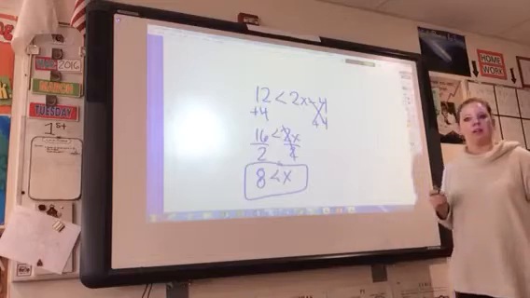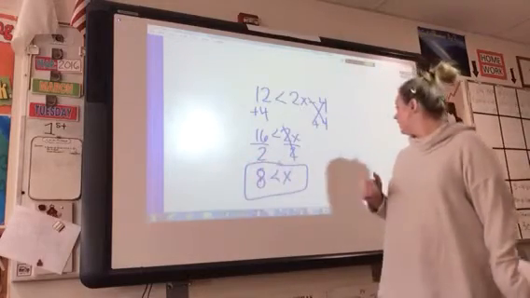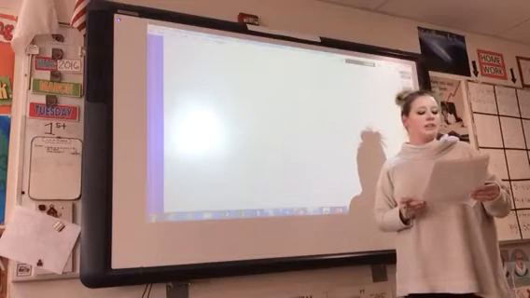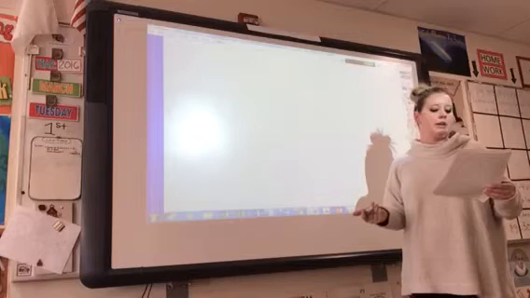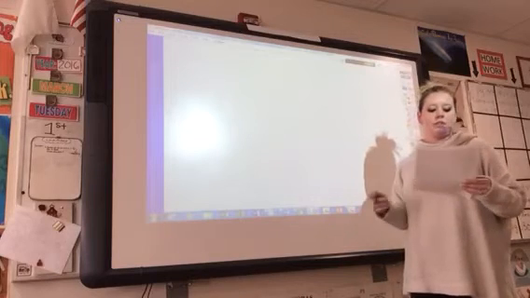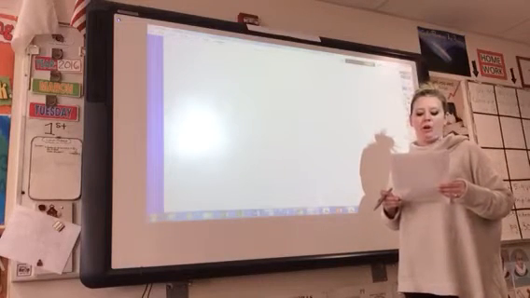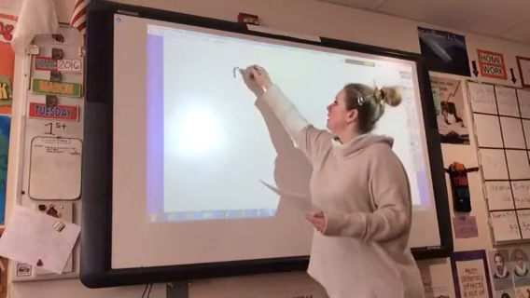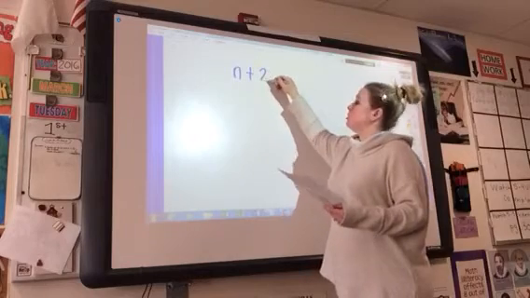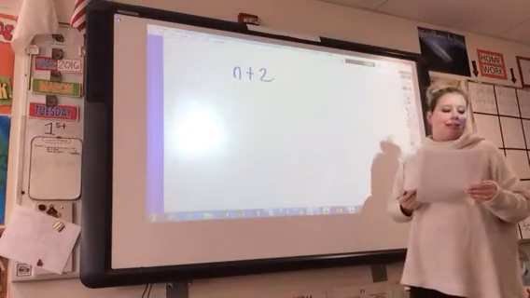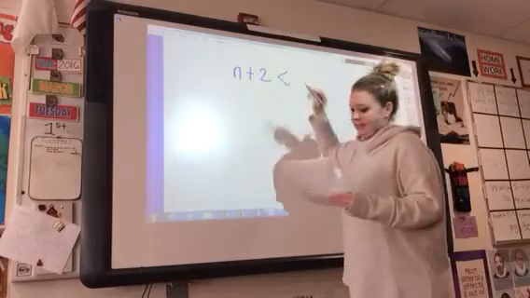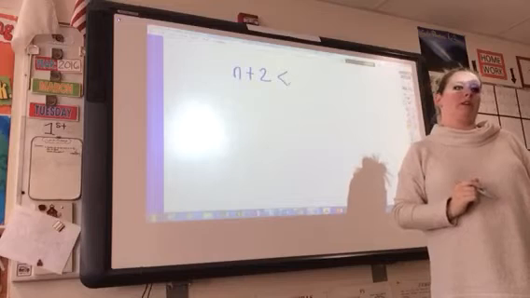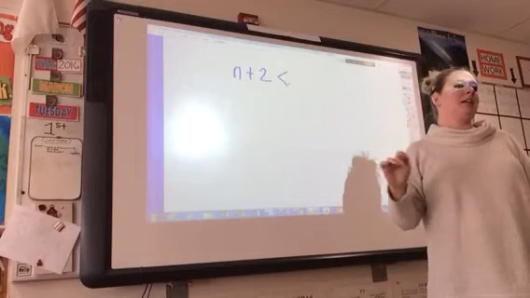And then we have 2 more here, just making sure we're still thinking. This one also says define a variable. So again, you can just use n. Write an inequality and solve. So it says the sum of a number and 2. How would I write that? n plus 2, right? Is less than 18 less the number. This is very weird how they wrote this, okay? 18 less the number.